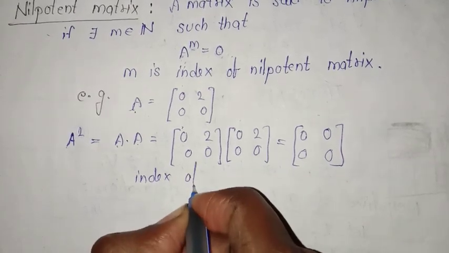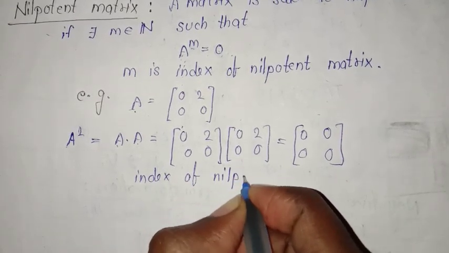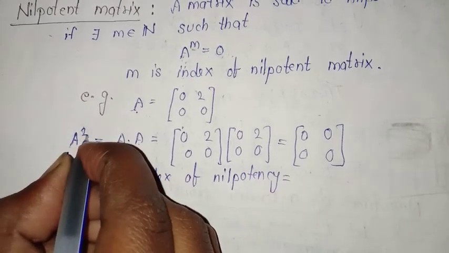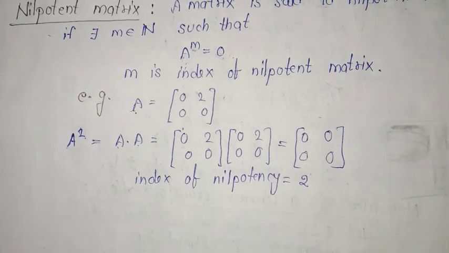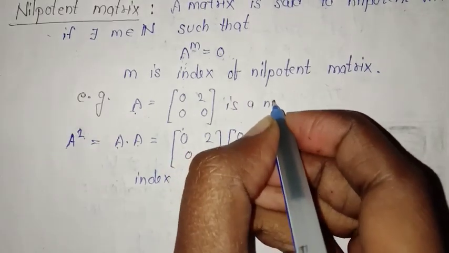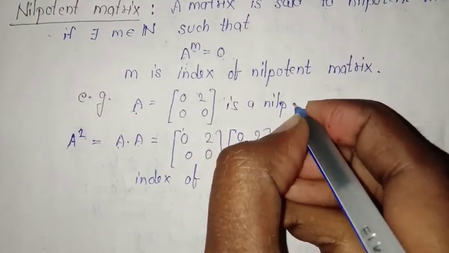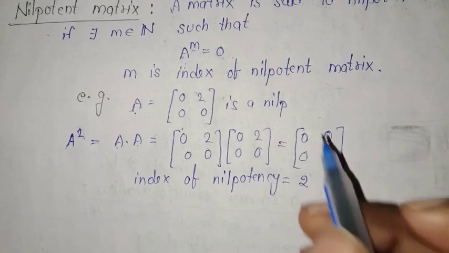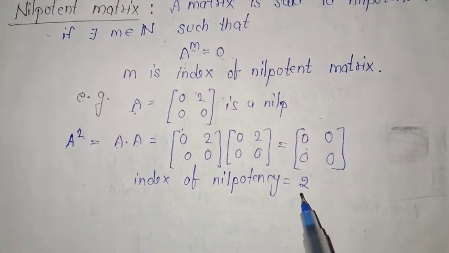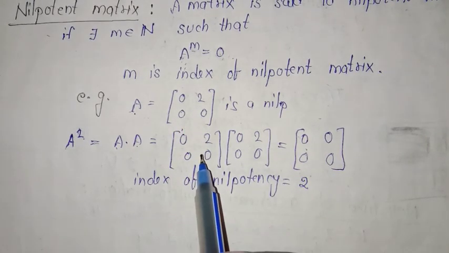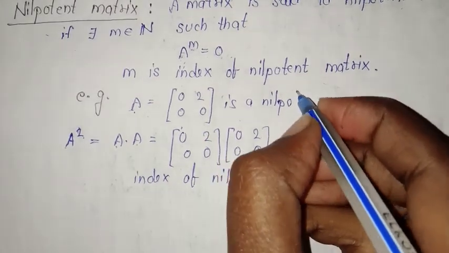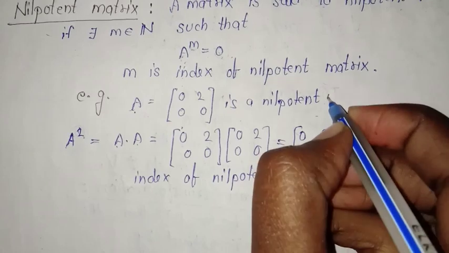So the index of nilpotency of this matrix is what? 2, because after taking the power as 2 we are getting the null matrix. So the index of nilpotency is 2 and this is a nilpotent matrix. There is a lot of difference between a null matrix and a nilpotent matrix. We say that a null matrix is that matrix whose all entries are 0. But in this case we can have a non-zero entry, but after taking its integral powers it becomes 0. So this type of matrices are called nilpotent matrices.